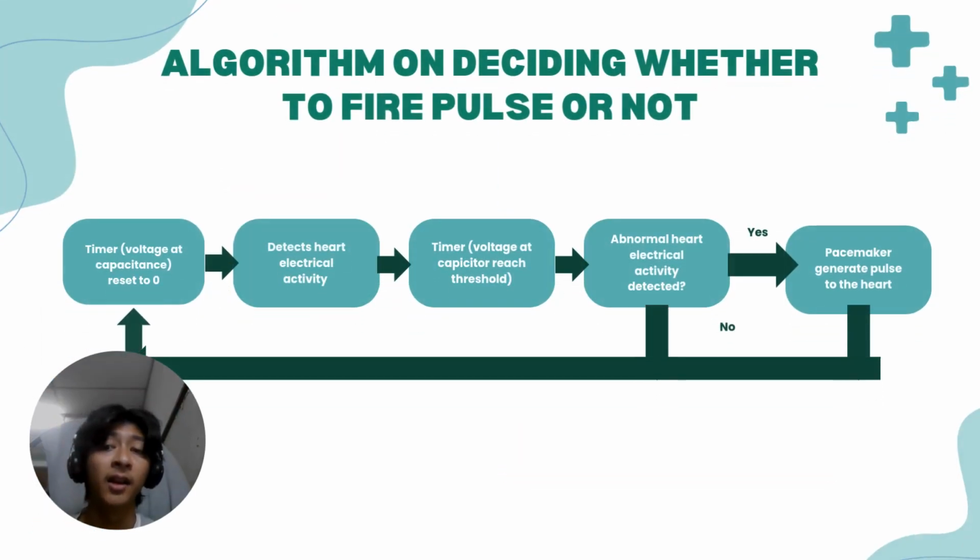So let us focus on the algorithm here. Basically the capacitor is going to start from zero, basically no voltage in it, and the voltage is going to keep building up. And during this build up, the sensor is going to be detecting the heart activity and whether there is any abnormal activity going on. And as the timer goes full, or basically when the threshold capacity is met, then it will do an action based on what we detected earlier. If there is in fact abnormal heart activity, then it will signal the power system in order to generate the pulse to the heart in order to keep it beating.